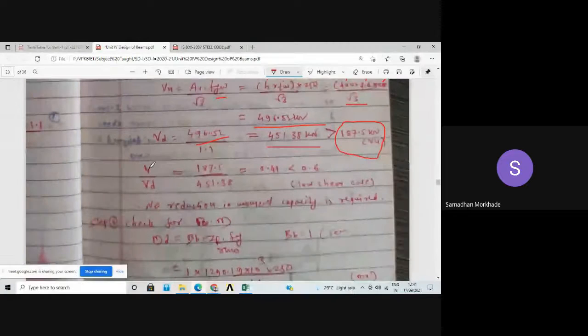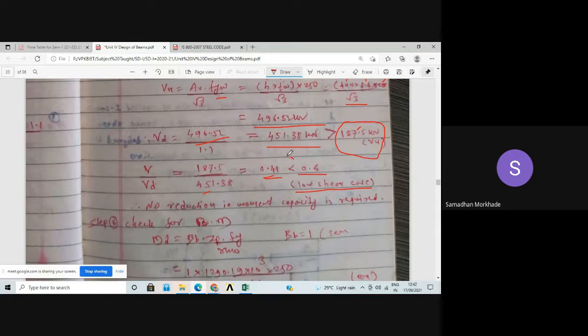Now we have to check whether it is a low shear or high shear. How to check? Actual shear force divided by design shear force. Actual shear force is 187.5, as we calculated in step number 1, divided by design shear 451.38. That ratio comes out to be 0.41. It means it is less than 0.6. Therefore it is a case of low shear. Don't bother, in more than 90% of cases it is a case of low shear.